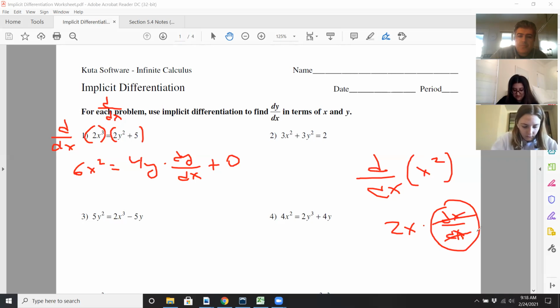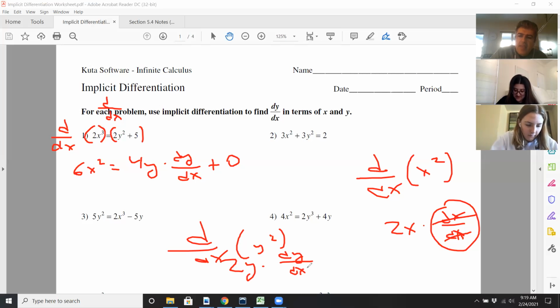It's 2x. Now, what if I do d dx of y squared? Okay, use our power rule, so it's 2y, but then the y that went away latches onto the d dx like this. And that's why we need to have that, because we're doing it with respect to x, but our variable was in terms of y. So that's what's happening there. And then algebraically, you just isolate dy over dx and you're done.